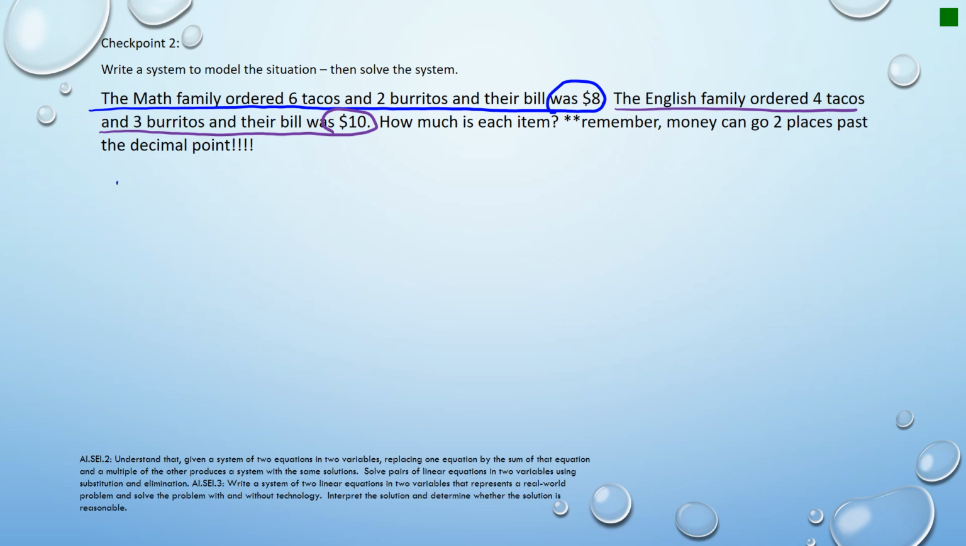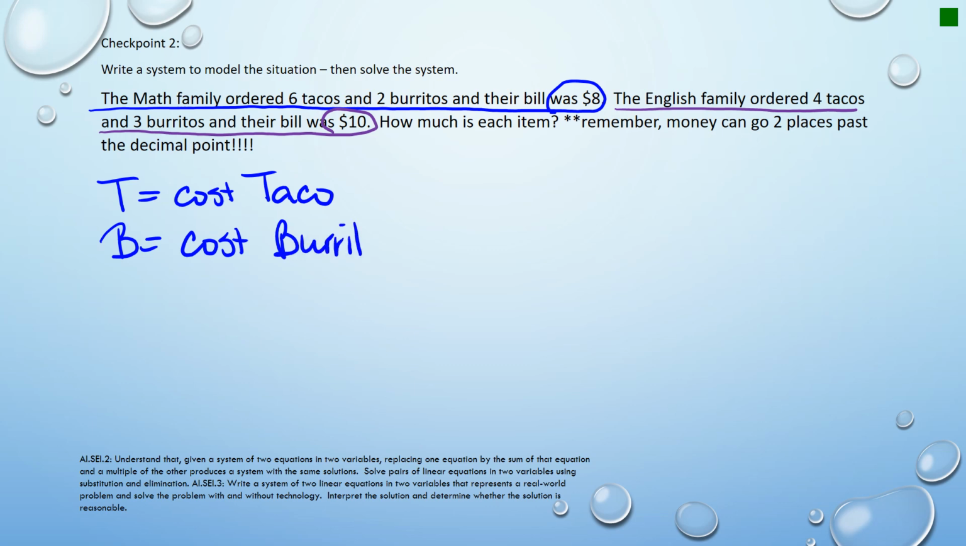So let's let T equal the cost of a taco, and let's let B equal the cost of a burrito. So you're going to do tacos plus burritos equals total. Anytime you see taco, you're going to put a T. Anytime you see burrito, you're going to put a B. Hint, hint. Last slide, it's all you.